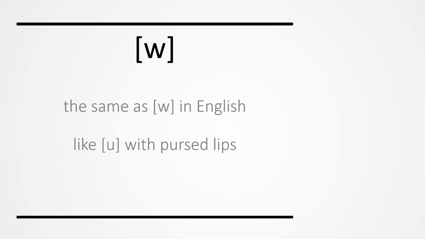Next we have the w sound, which is exactly the same as a w in English, usually represented by the letter W. So this one is basically like the oo vowel sound, so if you've seen my vowels video you'll know how to make this sound.